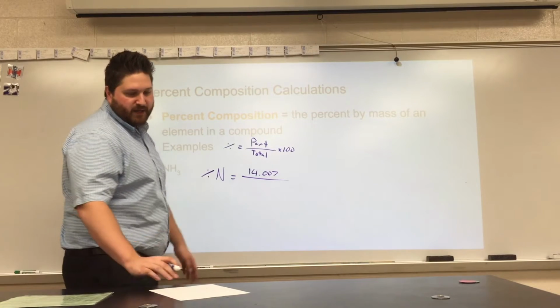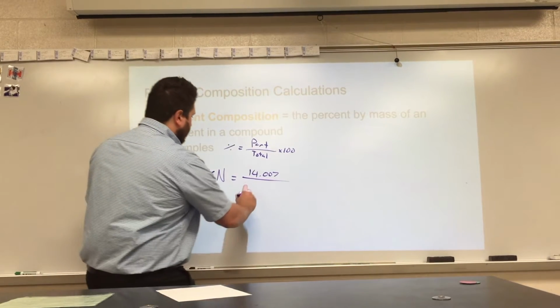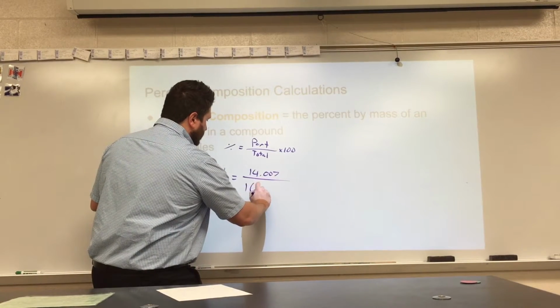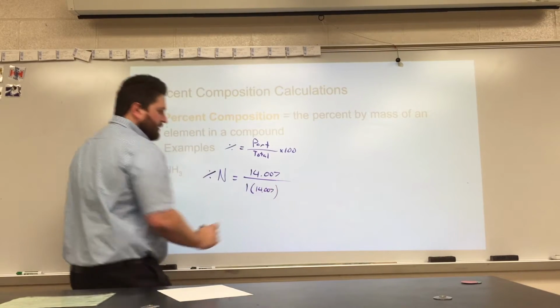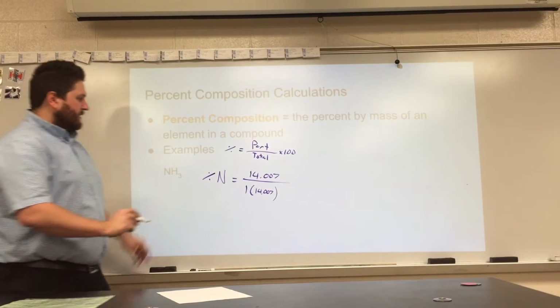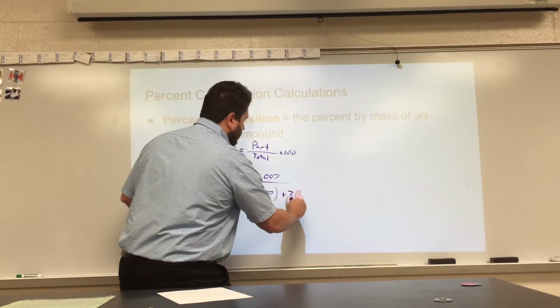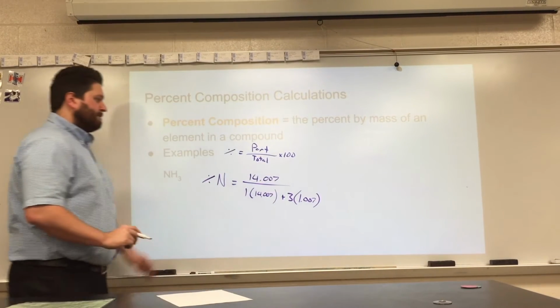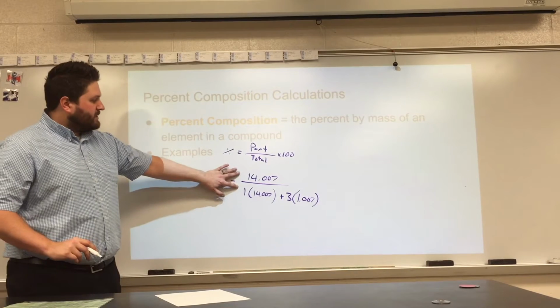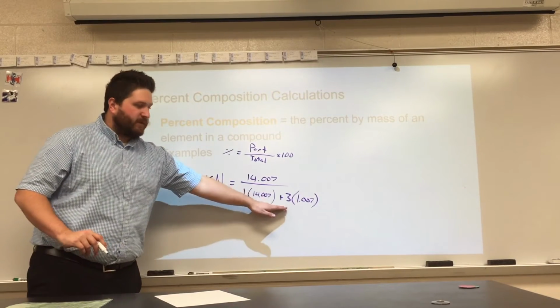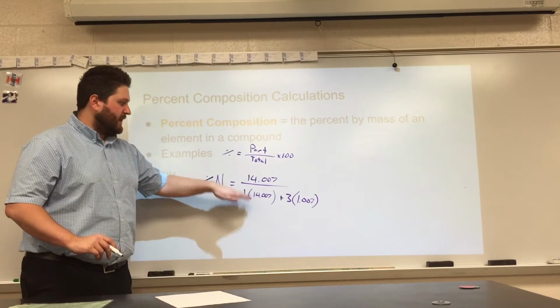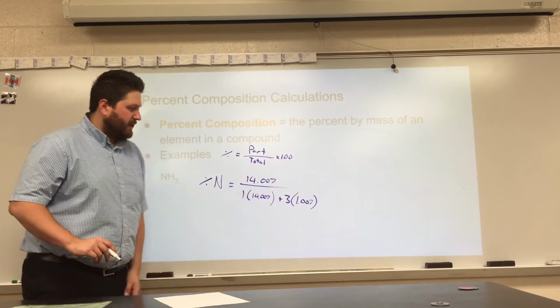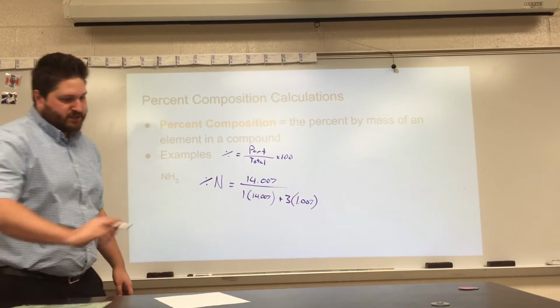So I'm going to write it how you guys were just calculating. I've got one nitrogen that's 14.007, and then to that I've got three hydrogens that are 1.007. And if I punch this out into my calculator, you could simplify this first and then divide, or plug this in and divide by each number. Just watch your order of operations.